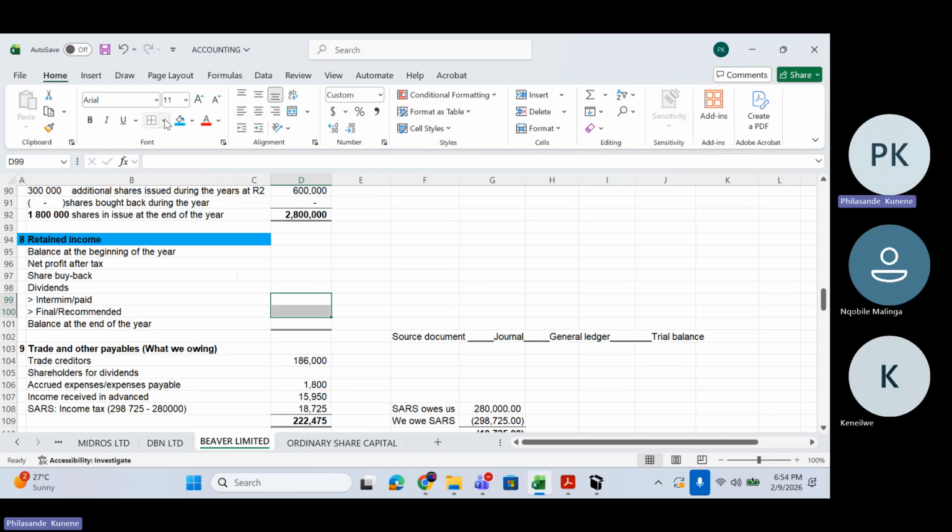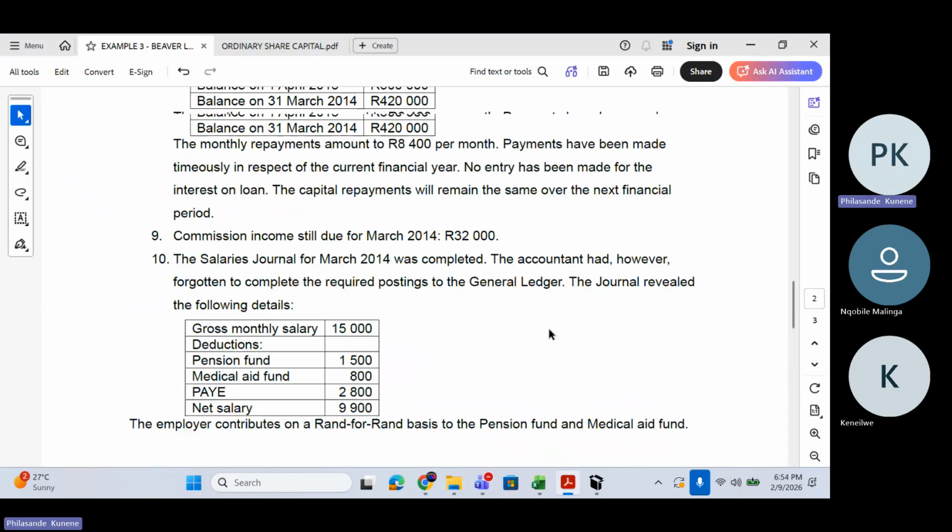We have interim dividends and we have what? We have the final dividend, and then balance at the end of the year. How much are we going to have? So let's go back to our trial balance.